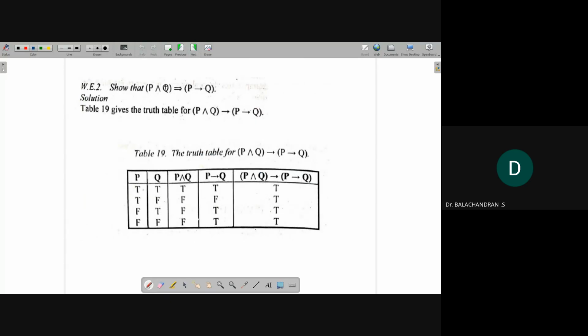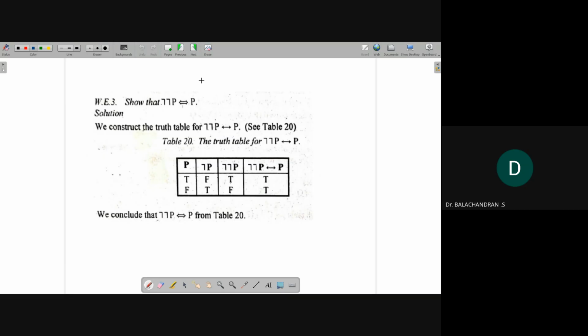So again, this also comes under tautologically implies. For this, you need to prove that (P and Q) implies (P implies Q) is a tautology. I proved it is a tautology, and hence this expression tautologically implies this expression.